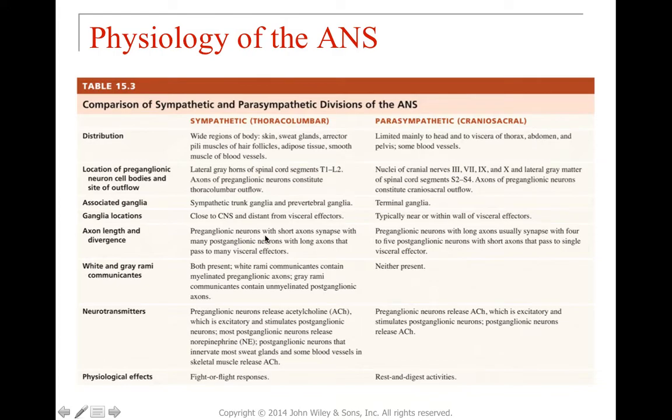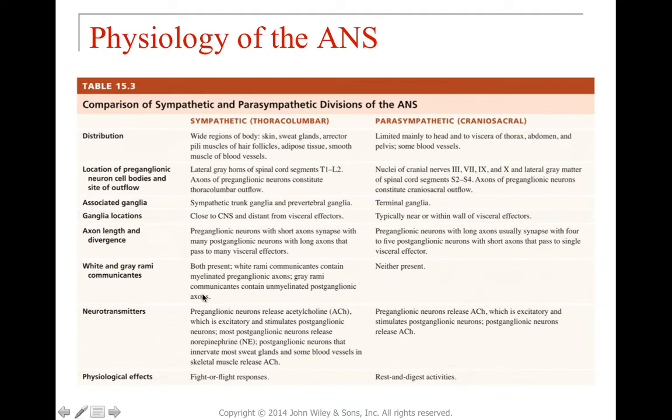Now, axon length and divergence is a little bit different, but not much. Basically, we have preganglionic neurons in the sympathetic that have very short axons, and they synapse to many postganglionic neurons that have long axons, and then they're going to pass on to visceral effectors. Whereas in the parasympathetic, we have preganglionic neurons that have much longer axons, and they usually synapse with multiple, 4 to 5, postganglionic neurons that have short axons, which then pass to a single visceral effector. And this is going to allow us to amplify basically a signal. So if we synapse with multiple ganglionic neurons with short axons, then we can have multiple different signals pass to the visceral effector from one signal coming out.